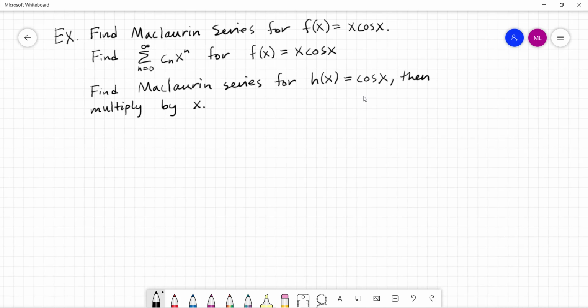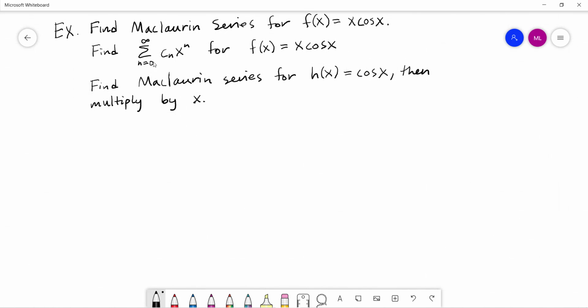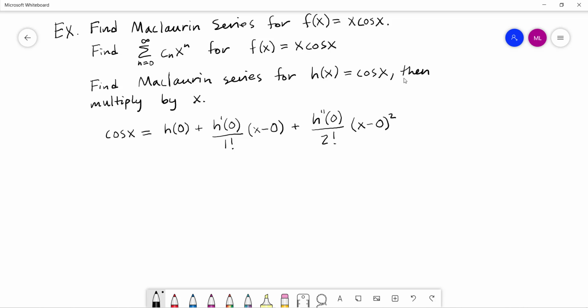So what I want to do is instead find the Taylor series, or the Maclaurin series rather, for simply cosine of x. And to do that, I know that cosine of x is going to be equal to, we just need to remember, h of 0 plus h prime of 0 over 1 factorial times x minus 0 plus h double prime of 0 over 2 factorial times x minus 0 squared, plus, and so on and so forth. I can write another term here maybe.